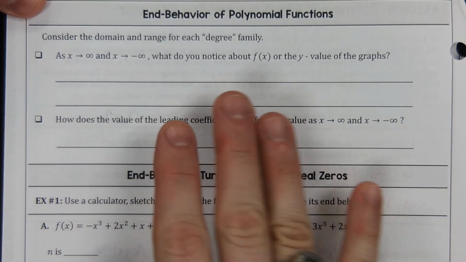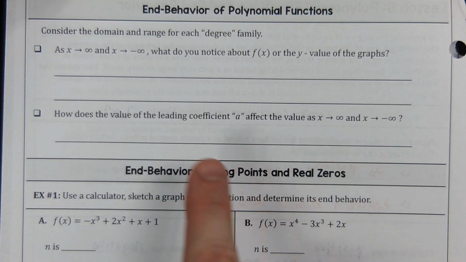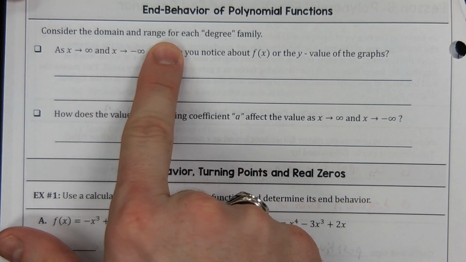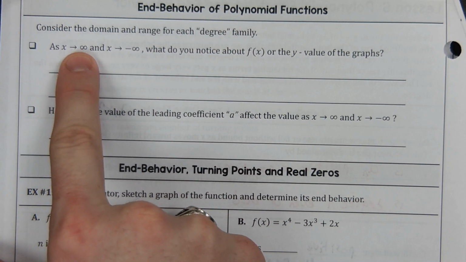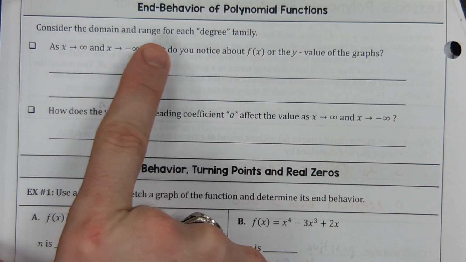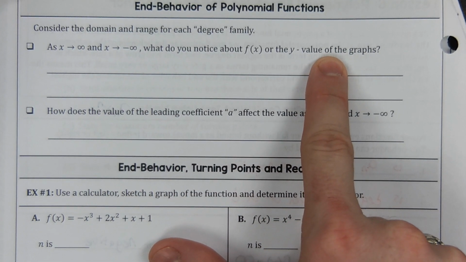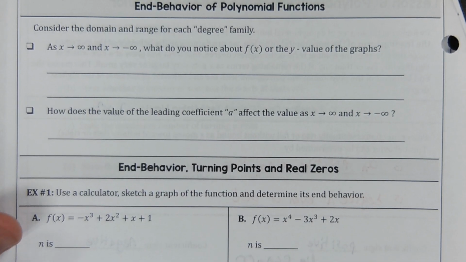We have 2 lines because there's 2 kinds of things to talk about. It says, consider domain and range for each degree family, meaning even and odd. So as x goes to the right or x goes to the left, what do we notice about the y values? So let's do the odd ones first because that was on top.